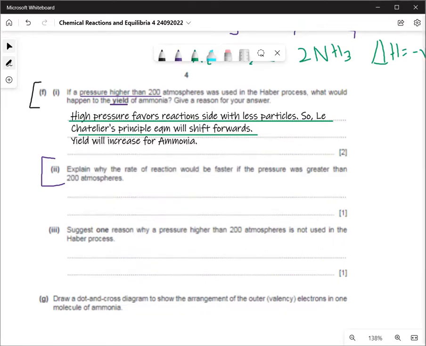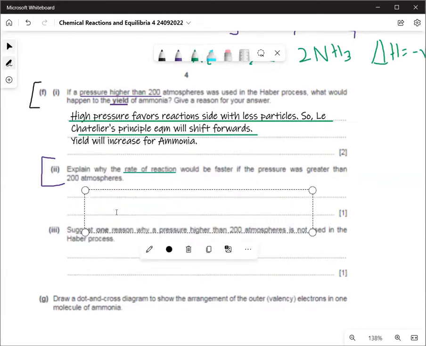High pressure favors reaction side with lower number of particles. No, but we're not asking about equilibrium. We're asking about rate of reaction. This is not about yield. It's about rate of reaction. High pressure: does it decrease or increase rate of reaction?